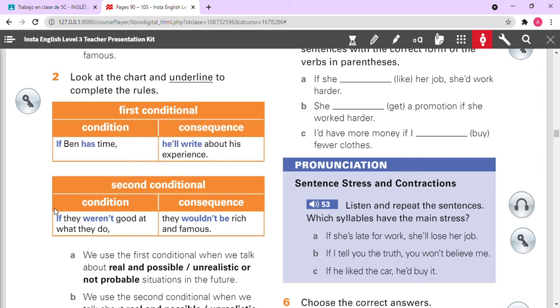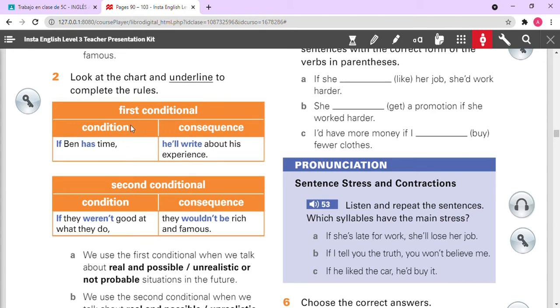Okay, let's see. Condition. When we use the condition, we use if. Yes or yes, we use if. And this if goes together with the present simple. Look at this: if Ben has time. Present simple. That is the condition. And what is the consequence? The consequence for this first conditional is in the future. He'll write about his experience, or he will write about his experience. There is no problem. This is the first conditional.